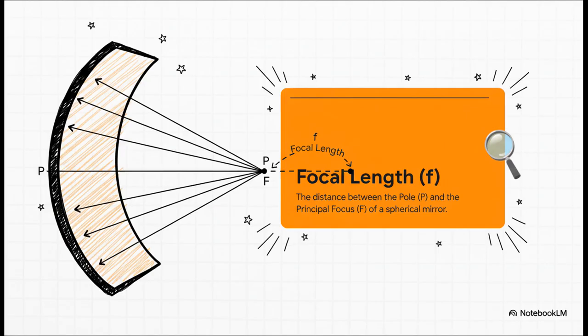And that leads us to the focal length. It's just the distance from the center of the mirror, the pole, to that powerful focal point we just talked about. But it's a super important measurement. Why? Because it tells you how powerful the mirror's curve is. The shorter the focal length, the more curved the mirror is, and the more power it has to bend light.